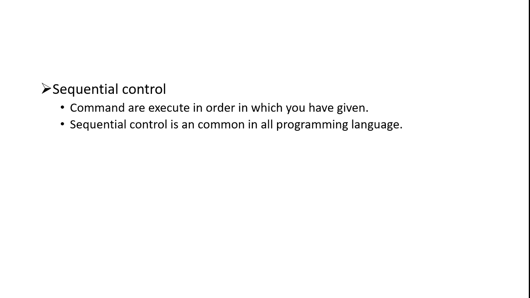Until now, we have seen that MATLAB runs a program in just one direction, in the order which we have given, and this is known as sequential control. Sequential control means a program runs in the order which we have given. But sometimes it is necessary that we make some decisions according to a given condition.